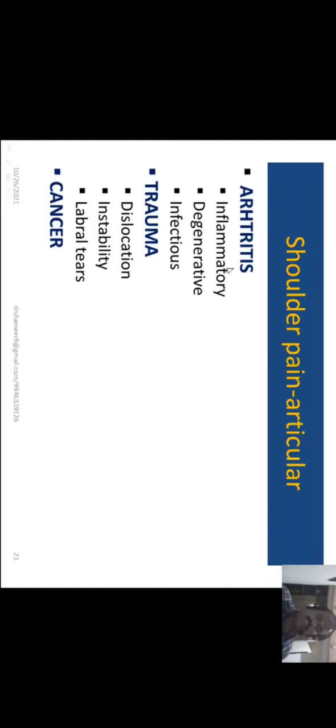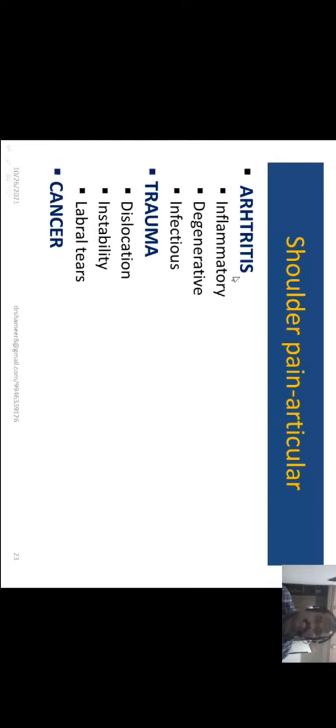Okay, so CBC, ESR, CRP is the basic investigation to rule out inflammatory pathology of your shoulder. Okay, and if it is normal, go for an MRI. If it has any other pathology like elevated ESR and CRP, elevated CRP is the typical presentation of infection. Okay, elevated CRP is the specific criterion for infective pathology.